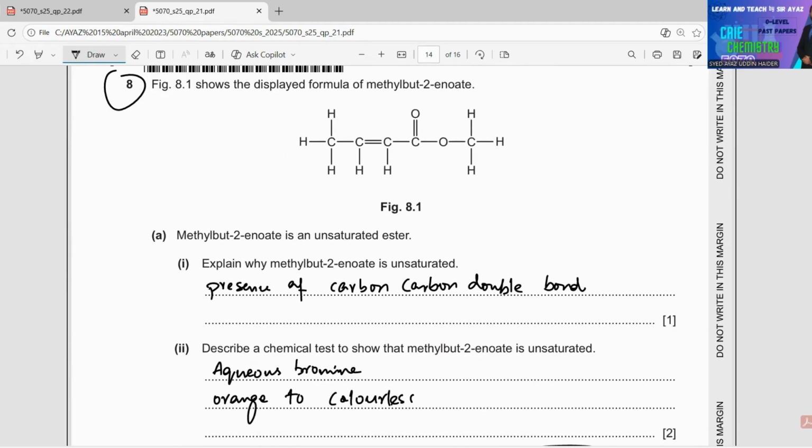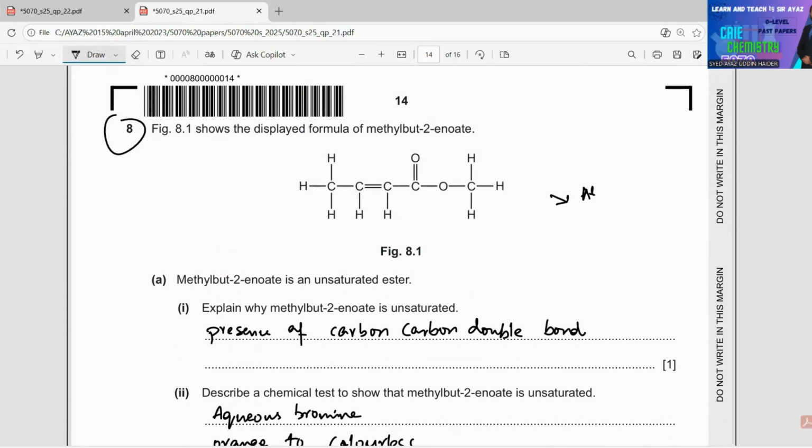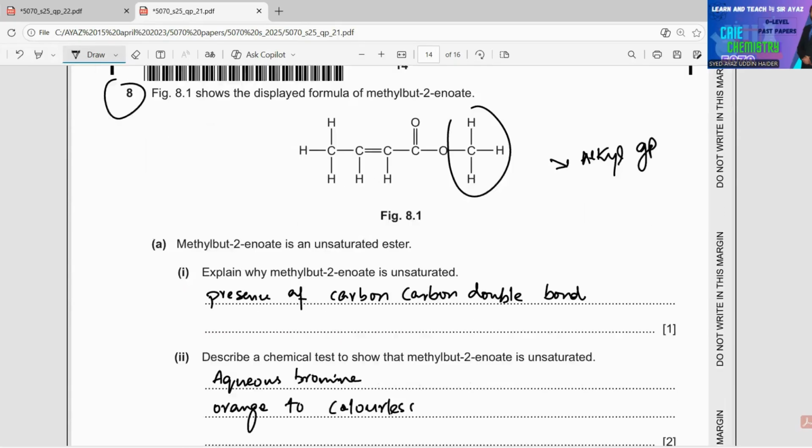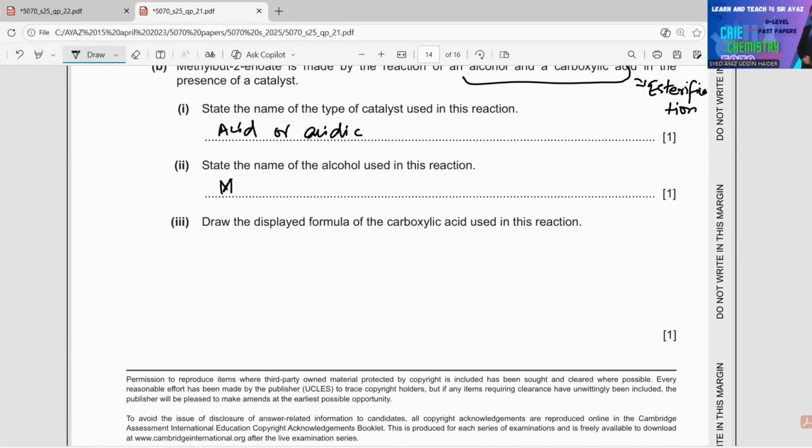Part 2, state the name of the alcohol used in this reaction. So if you look at this ester, it must be the alkyl group. This is the alkyl group coming from the alcohol. So it must be methanol, it's one carbon. So you write methanol here. Methanol will be used.